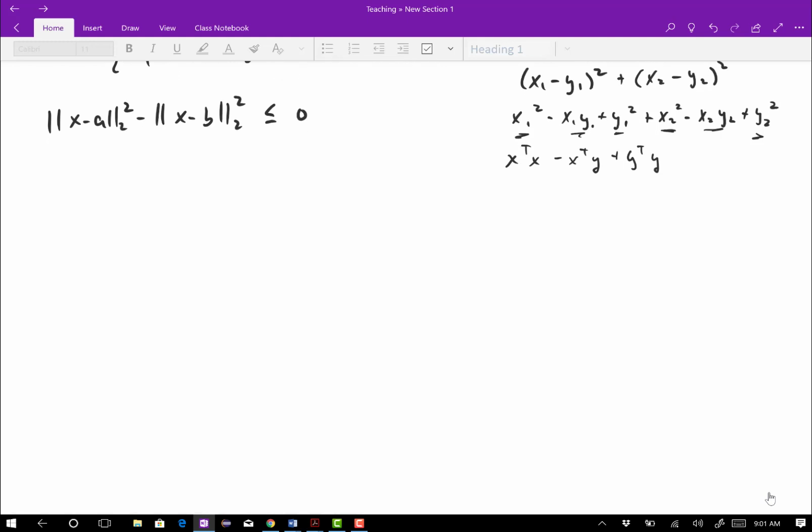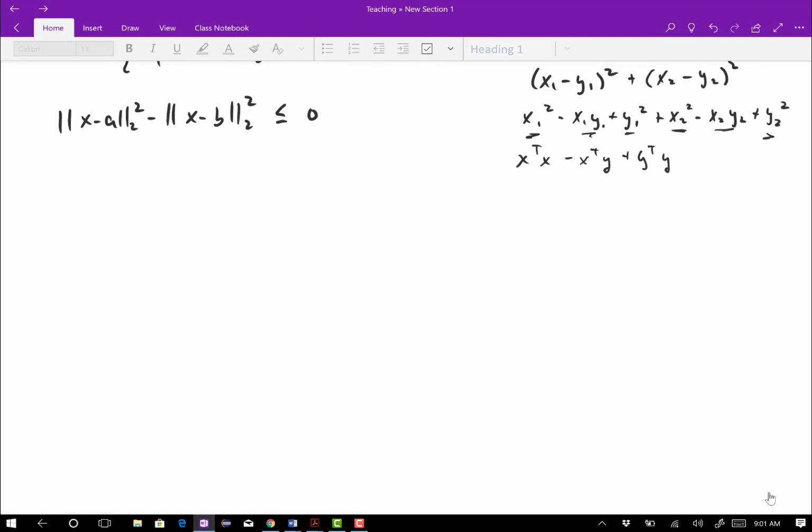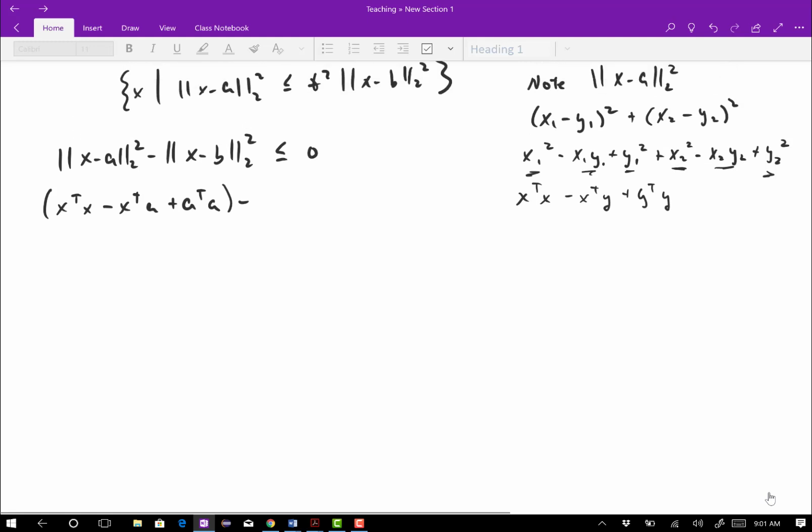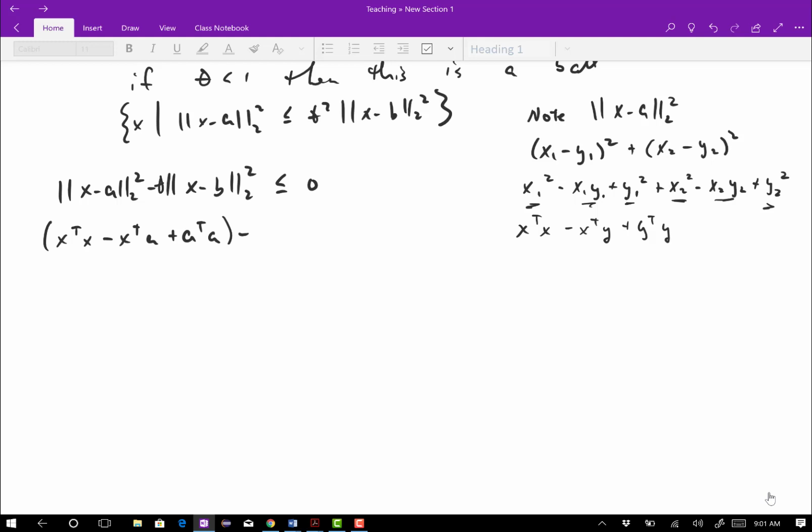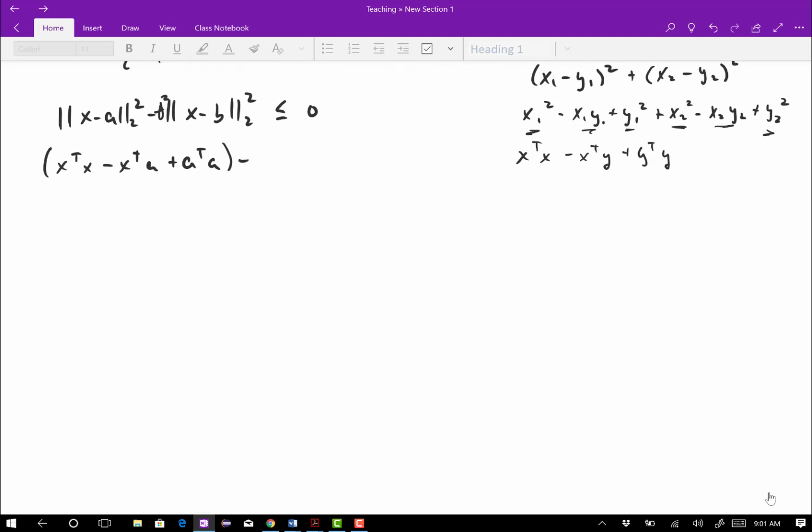So now, working first with this one, it's going to be x transpose x minus 2 x transpose a plus a transpose a minus, and I think I missed a theta squared here. There needs to be a theta squared there. Minus theta squared times the quantity x transpose x minus 2 x transpose b plus b transpose b. And this is going to be less than or equal to 0.